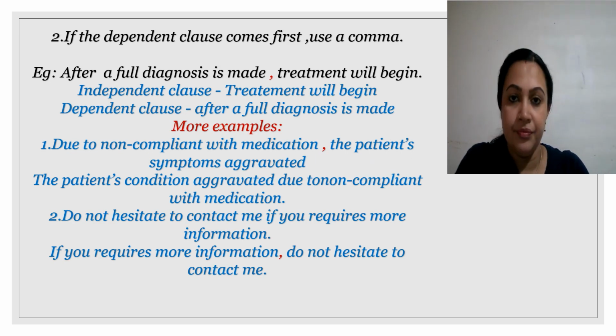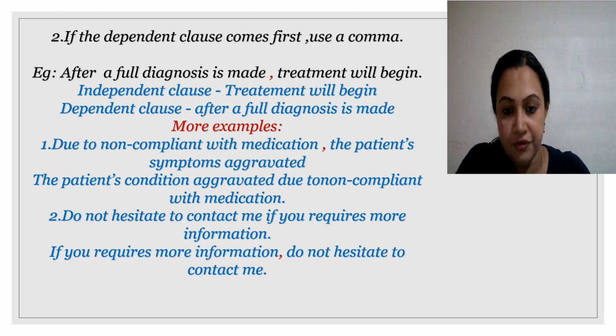Now we can see the other way. If the dependent clause comes first, you have to use a comma. You can see some examples. After a full diagnosis is made, that sentence is not complete, isn't it? So you put a comma and you can write, treatment will begin. So in a complex sentence, if the dependent clause comes first, you need to put a comma after it and then write the independent clause. There are more examples there.